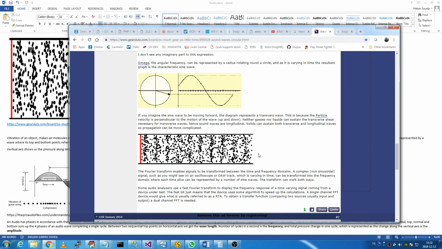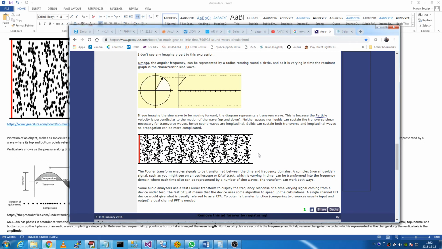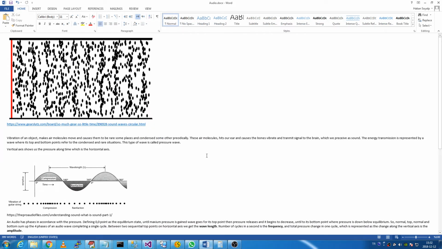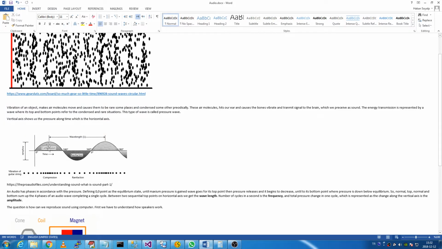Then these air molecules hit the bones in our ear, making it vibrate and transmitting some signal to the brain, which we perceive as sound. And we represent this action by a wave. We take its top point as the compression. Here 0.0, take it to be the equilibrium, namely the silent point.